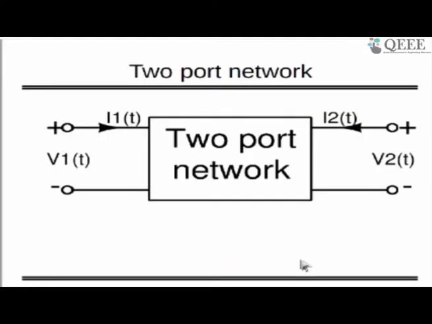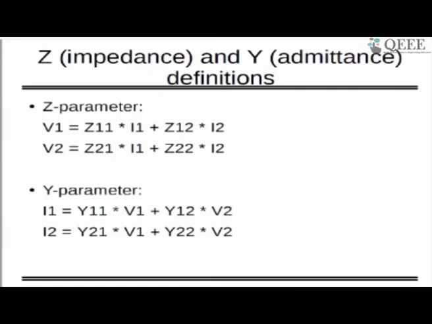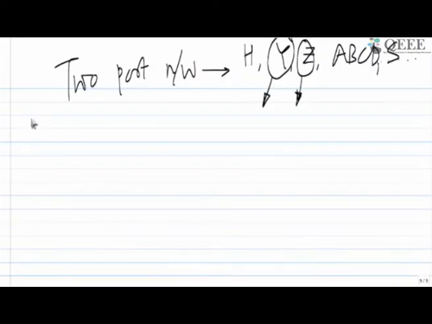So let's revisit the two-port network. If you have a two-port network and if you have two voltage sources, V1 and V2, and two currents, I1 and I2, right? For that, let's assume that I'm making the Z parameter network. First of all, how to write down the Z parameter? There are four Z parameters: Z11, Z12, Z21, and Z22.